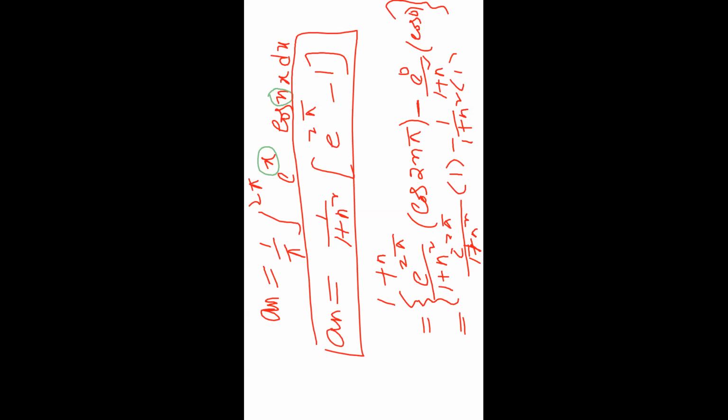Put it in a box. And last, find out the value of bn. The formula of bn is bn equal to 1 by pi integral 0 to 2 pi f of x sin nx dx. In the given problem, f of x is e power x. So replace f of x by e power x.